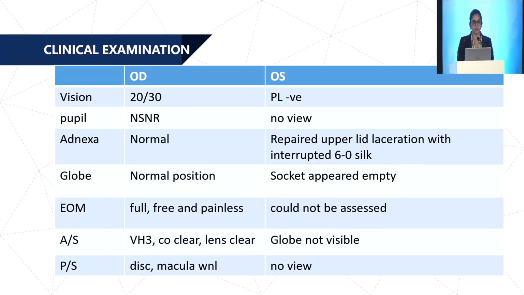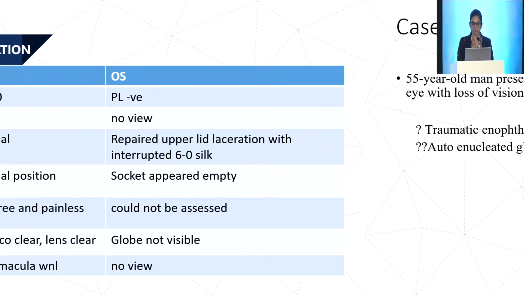On presentation, the visual acuity in the right eye was 20/30 with unremarkable anterior and posterior segment examination. However, in the left eye, the patient was PL negative. We had no view of the pupil. The adnexa showed a repaired upper lid laceration with interrupted 6-0 sutures. The socket appeared empty and the EOM could not be assessed. The globe was not visible and we had no view of the fundus.